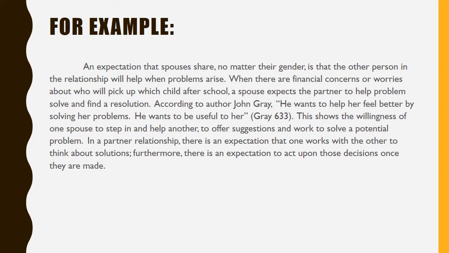An expectation that spouses share, no matter their gender, is that the other person in the relationship will help when problems arise. When there are financial concerns or worries about who will pick up which child after school, a spouse expects the partner to help problem solve and find a resolution. According to author John Gray, he wants to help her feel better by solving her problems. He wants to be useful to her. This shows the willingness of one spouse to step in and help another to offer suggestions and work to solve a potential problem. In a partner relationship, there is an expectation that one works with the other to think about solutions. Furthermore, there is an expectation to act upon those decisions once they are made.